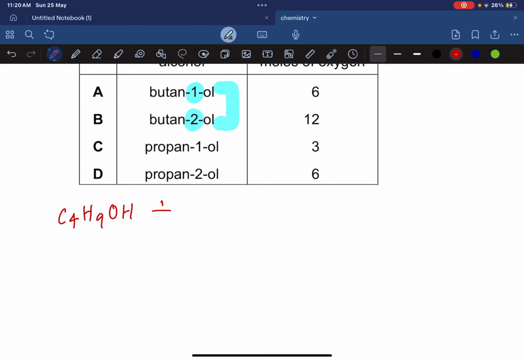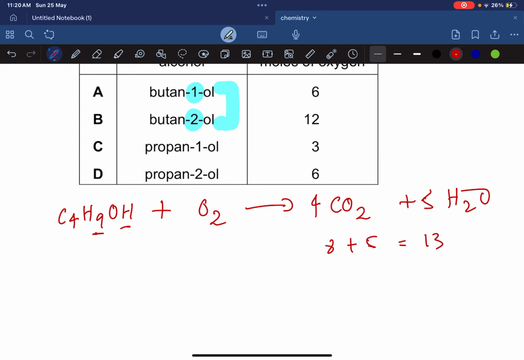C4H9OH plus O2 forming CO2 plus H2O. So we have 4 carbons. Let's put a 4 over here. How many hydrogens do we have? Don't forget this one. We have 10 hydrogens. Let's put a 5 over here. How many oxygens do we have? 4 times 2 is 8, plus 5. 8 plus 5 makes it 13.